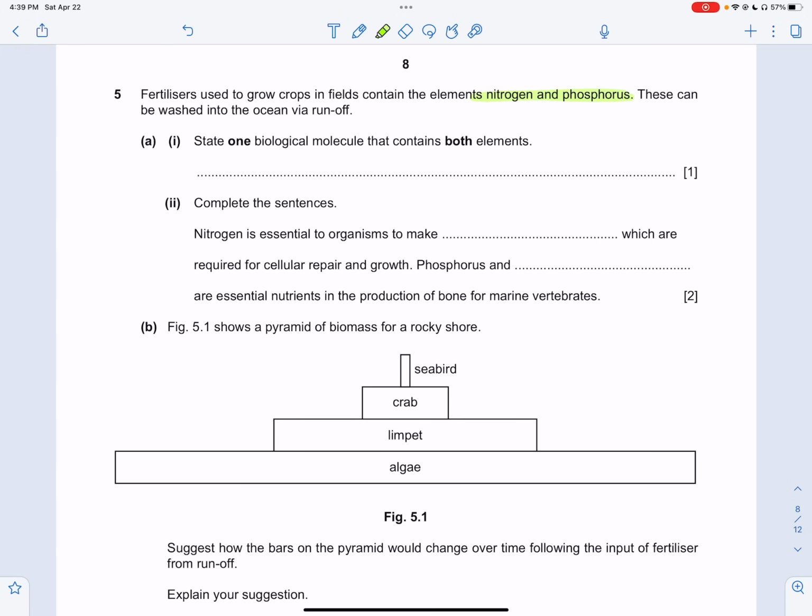These can be washed into the ocean via runoff. This is water containing, or runoff that contains, dissolved solids. State one biological molecule that contains both elements. It's not going to be carbohydrates. And if you're unsure, think about glucose. You should know glucose is C6H12O6.